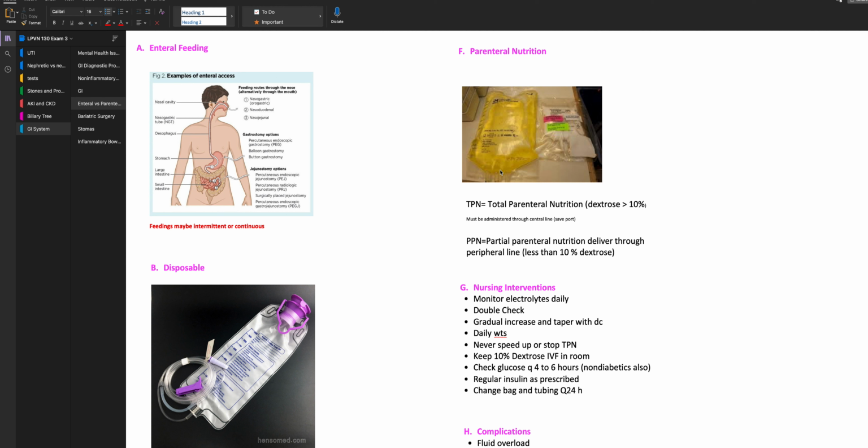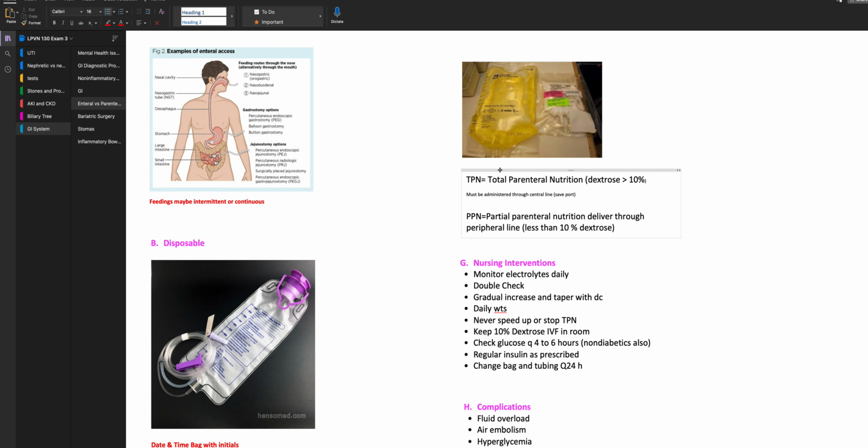All right, you never speed up or stop the TPN abruptly because your patient is going to get hypoglycemic. So you keep 10% dextrose handy in the room, which we can't really do anymore, but that's what the answer is going to be. And you hang that if you come into the room and you find your TPN has run out and the other bag isn't available, you're going to hang D10.